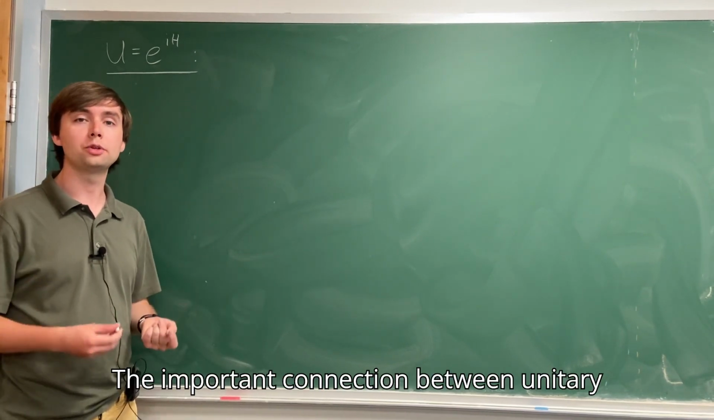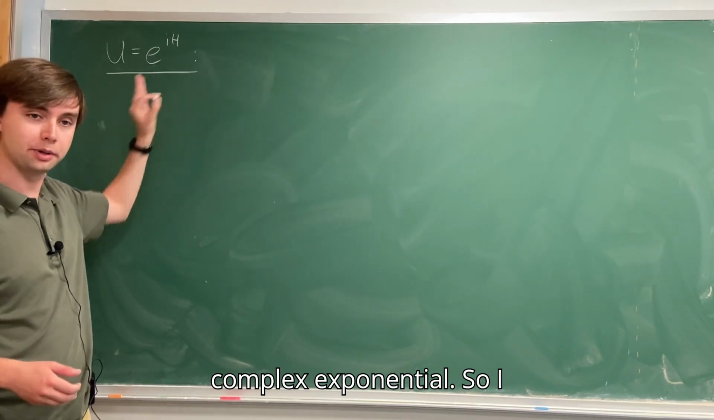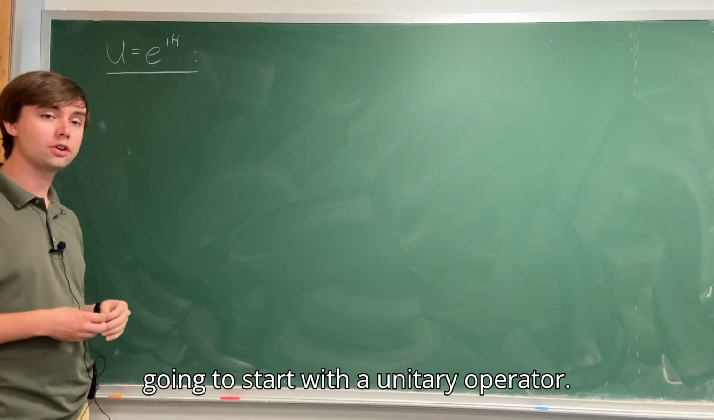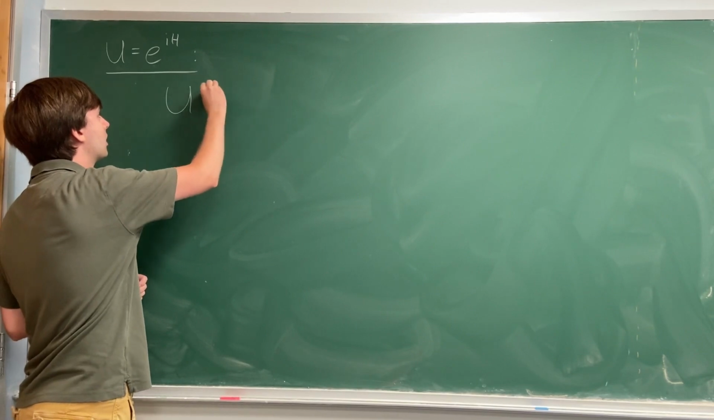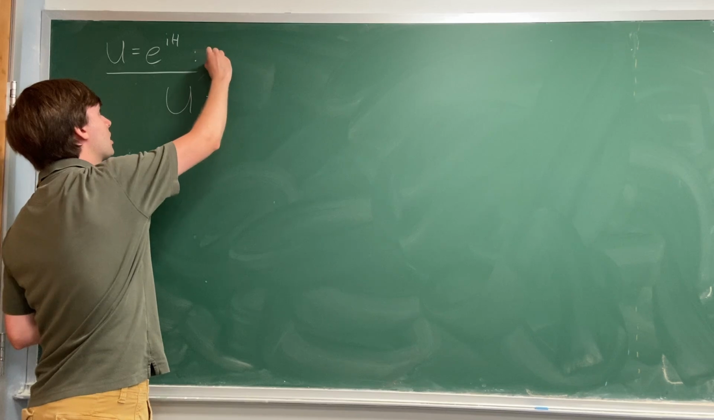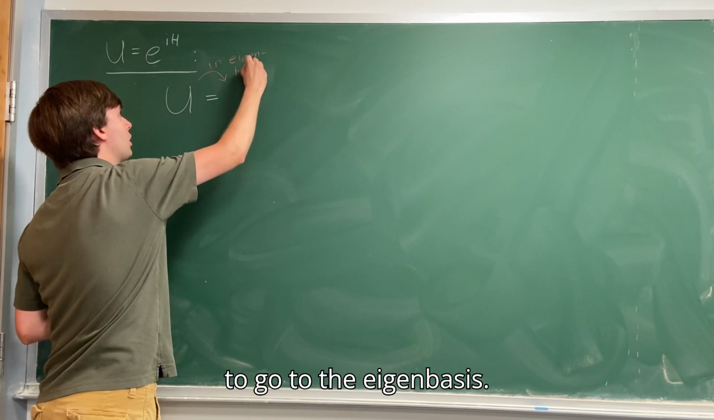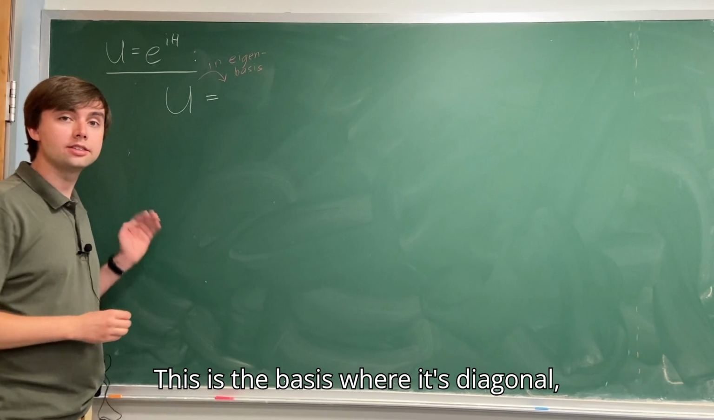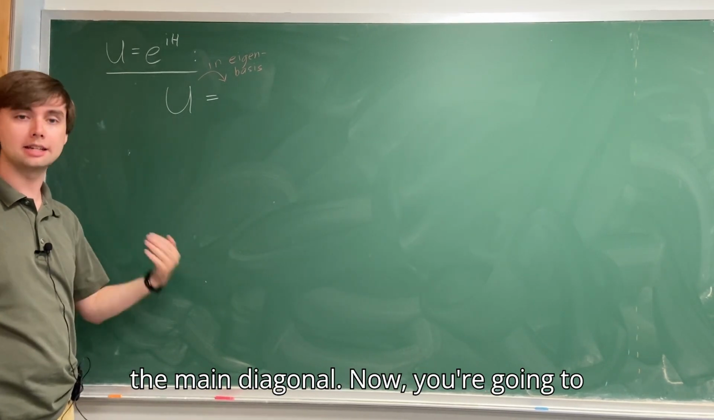The important connection between unitary and Hermitian operators is through a complex exponential. So I want to play this out for you. I'm going to start with a unitary operator. And if you are trying to understand an operator, it is always helpful to go to the eigenbasis. This is the basis where it's diagonal, and you've just got the eigenvalues down the main diagonal.